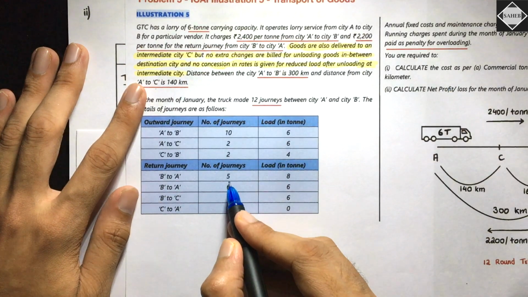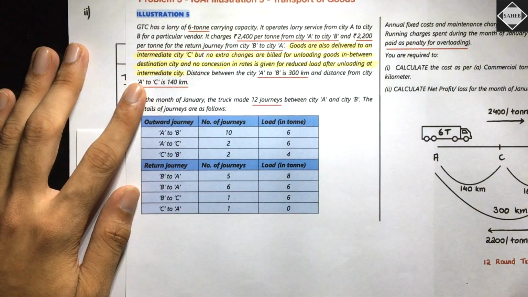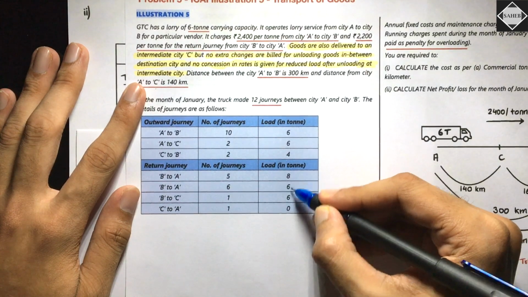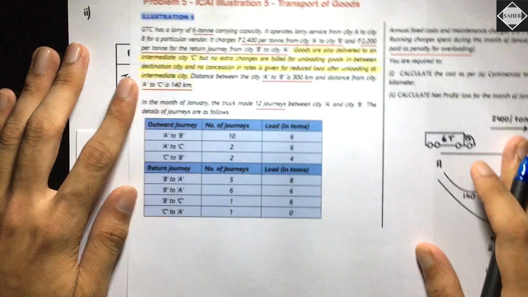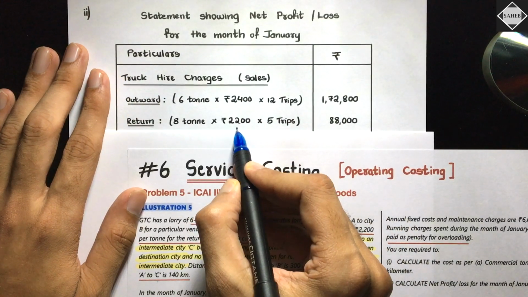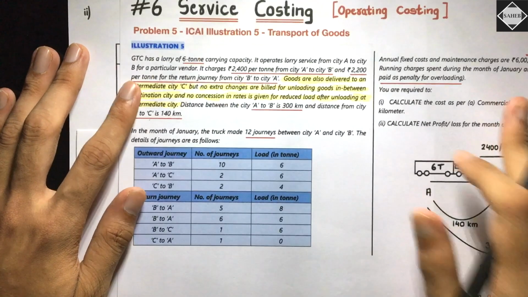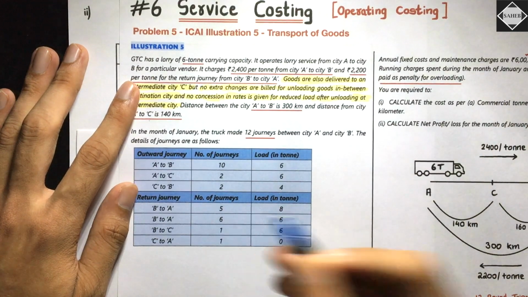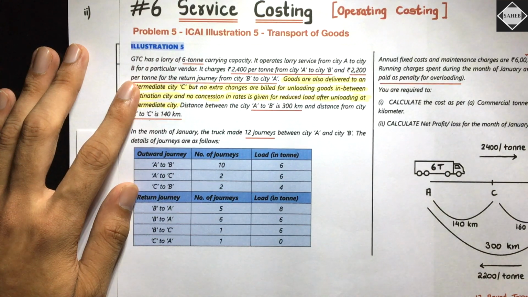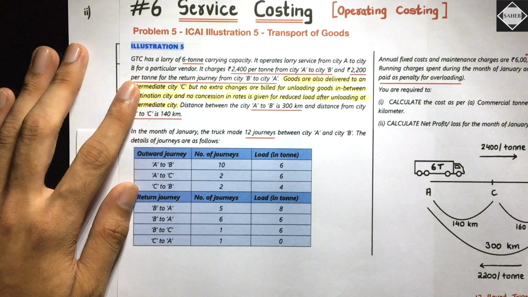Yeah, into 5 trips. Why I'm not combining? Because the load is different now. That is why I'm not combining. I can't combine 8 ton into 2,200 into 5 trips. Is it clear? Yeah. I just did this simple calculation, 8 into 5, that's what I did, right? And then 2,200 also. Is that clear? Right.